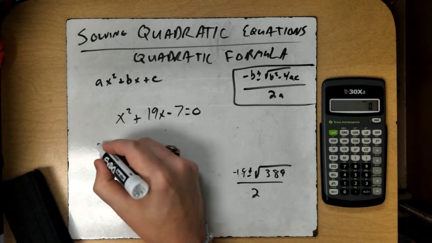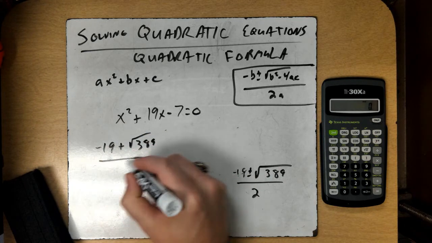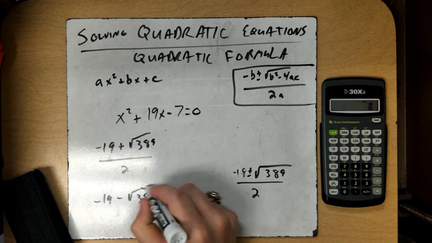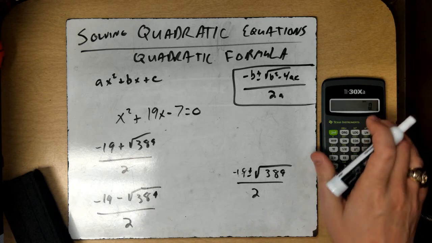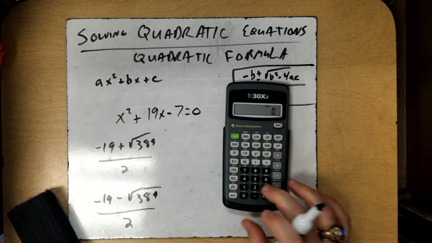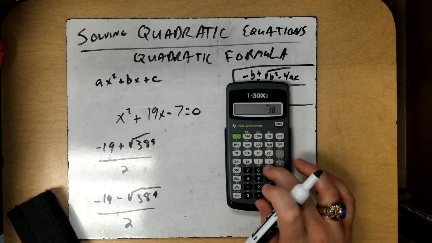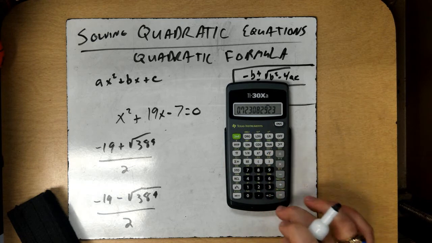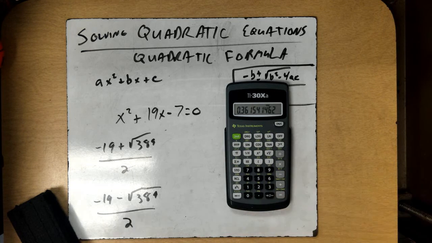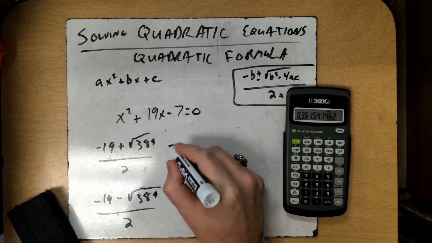So we have negative 19 plus and negative 19 minus. Okay, so we're going to go ahead and do that. So negative 19 plus the square root of 389, equals this, divided by 2, and we get 0.36. Okay, so we can go ahead and round that.